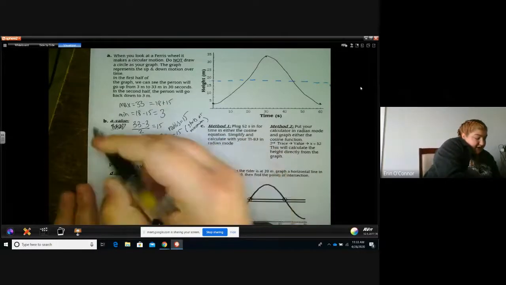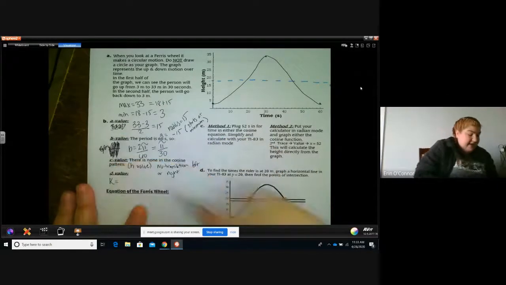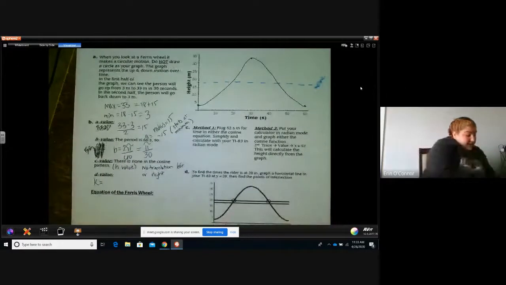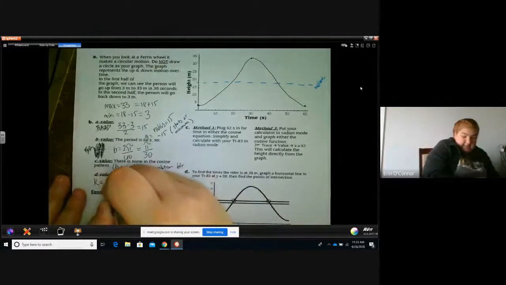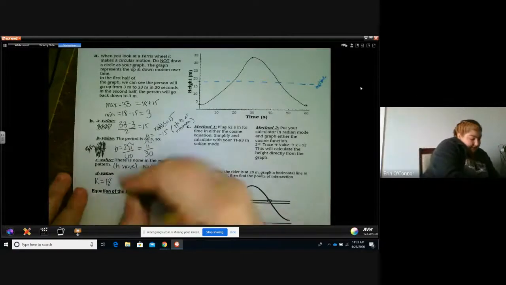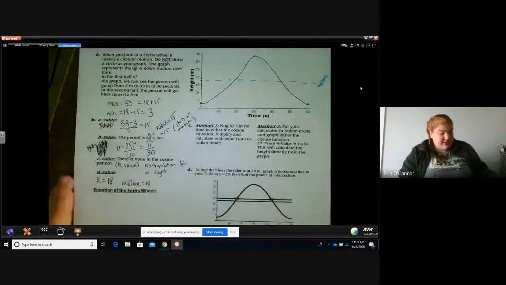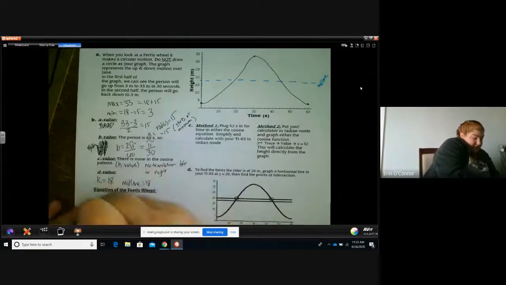And the h value is also known as the k value. And here, the k value is your midline. How much did I move up? It's your midline. So k equals 18 because my midline equals 18. So that means the equation of the Ferris wheel is going to be y equals a, negative 15.